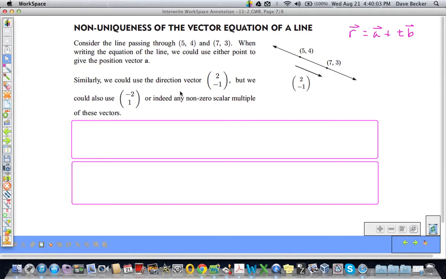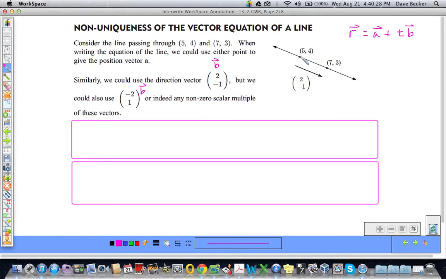We could also use the direction vector (2, -1), but we could also use (-2, 1). So this is what they're talking about. We could use either this for b or this for b. And where in the world does this come from? Well, remember, this is a vector getting from one point to another on the line. Let's take a look at (2, -1).